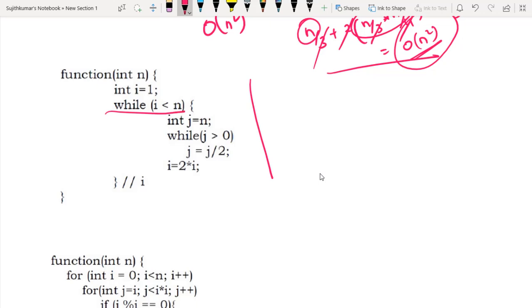So the outer loop, it starts from 1, it goes up to n. That's very simple, that's very clear. It starts from 1, it goes up to n. That's very clear. But you have to look at the increment also.